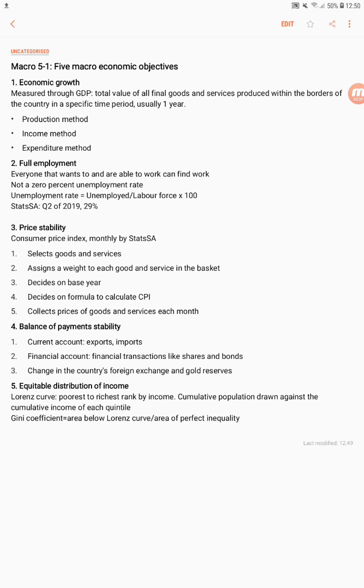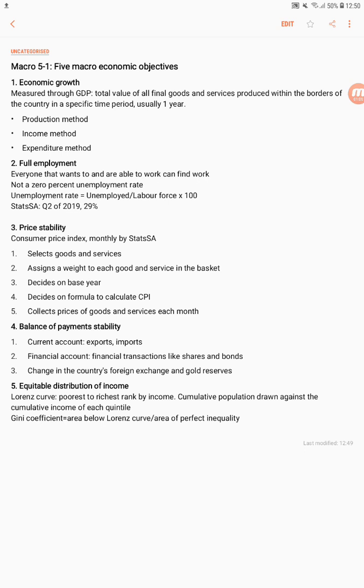The second macroeconomic objective is full employment. That is where everyone that wants to work and who are able to work can find work. This does not necessarily mean a 0% unemployment rate. The unemployment rate is equal to the unemployed divided by the labor force times 100. You can find information about the unemployment rate in the quarterly labor force survey of Stats SA, and as of the second quarter of 2019, this was 29%.